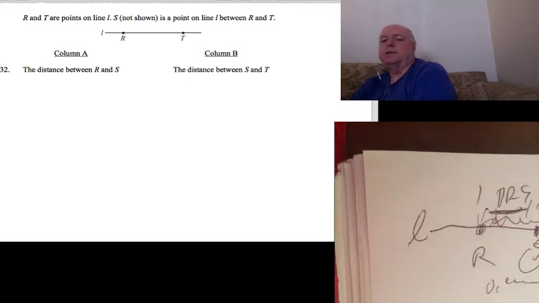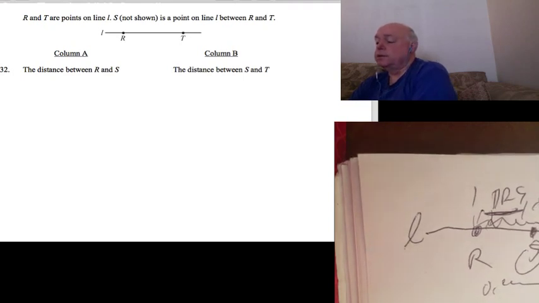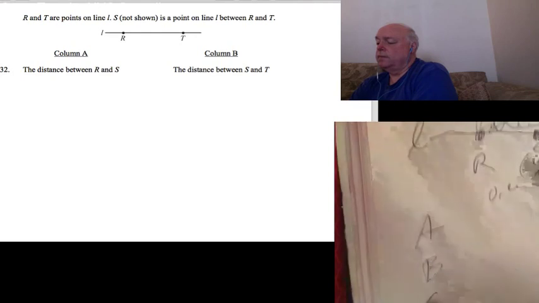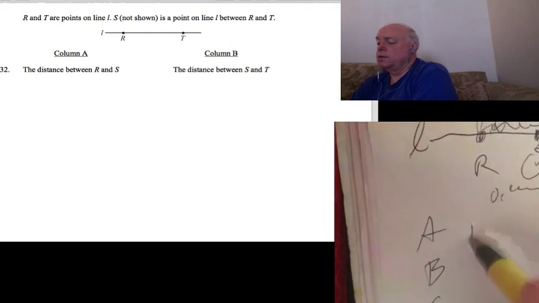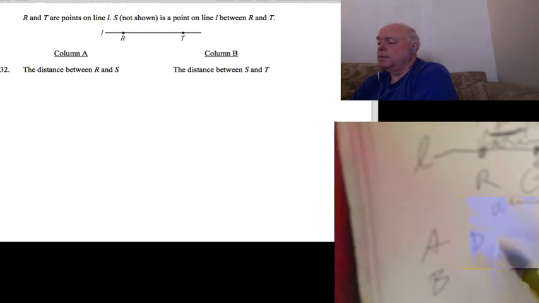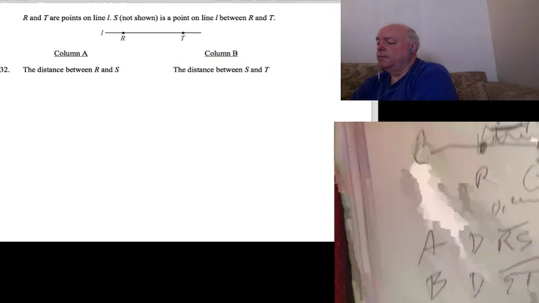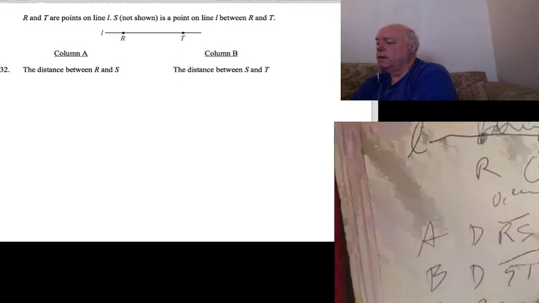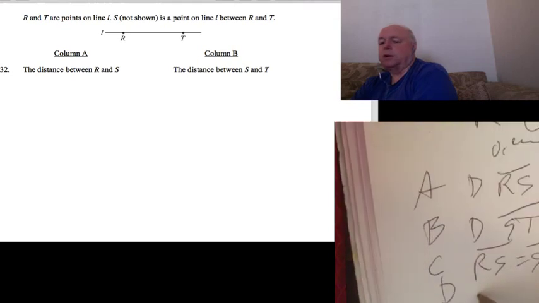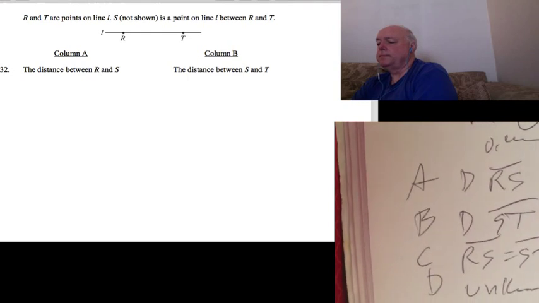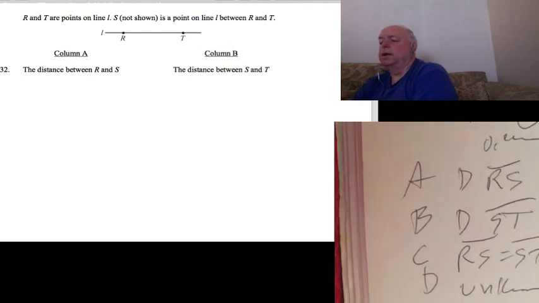Again, the SHSAT doesn't have this style of questions, but it might have A, B, C, D in the answer choices. And it might say the distance of RS, the distance of ST. It might say RS is equal to ST, or it might say unknown, right? So we can still get an equivalent structure on the SHSAT doing the same kind of setup. And in the SHSAT, the answer would be D, unknown.